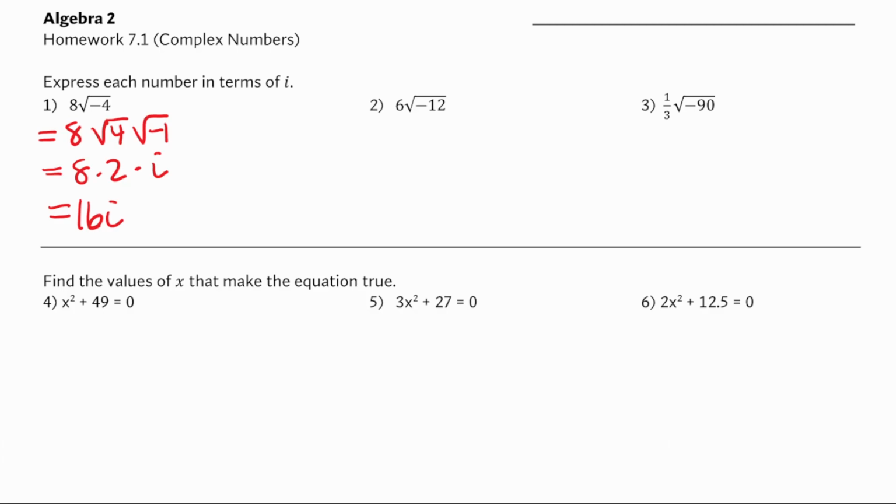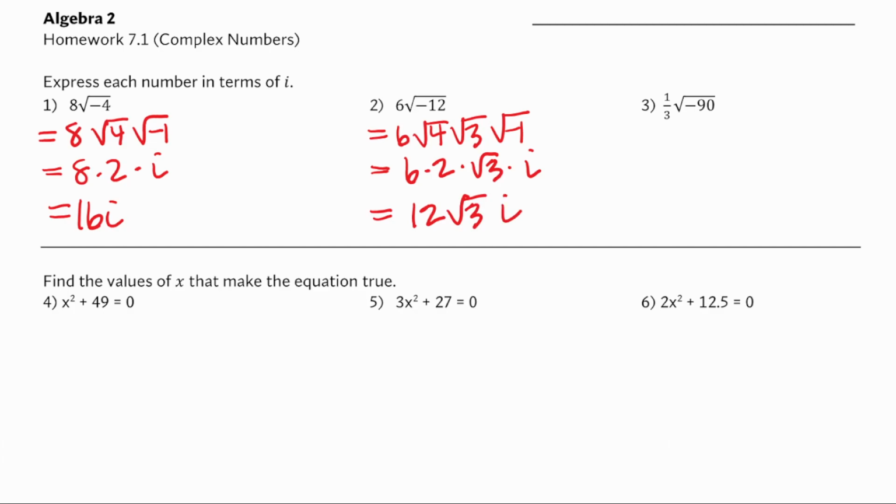6 times the square root of negative 12. I'm just going to start to break down the square root of negative 12, but negative 12 isn't a perfect square, so I'm trying to think what is a factor of it that is a perfect square, and that would be 4. So I'm going to do 4 times 3, and then I've still got that negativity, so I'm going to hold that off to last and say, okay, times the square root of negative 1, which we're going to call i. So it's going to be 6 times 2 times the square root of 3 times i, which is going to be 12 root 3 i.